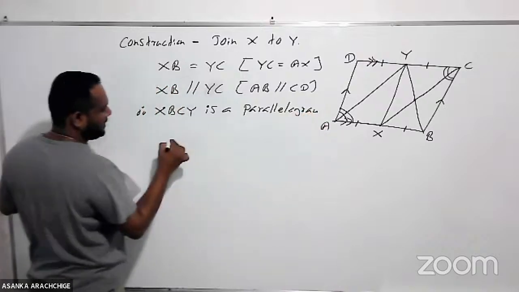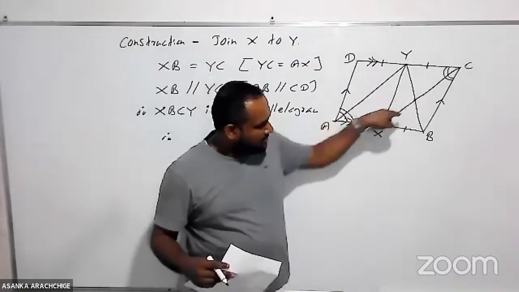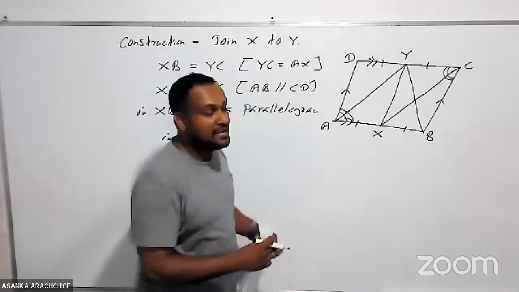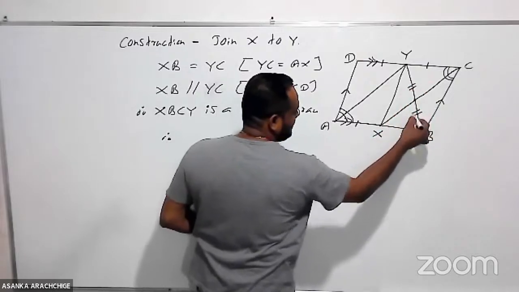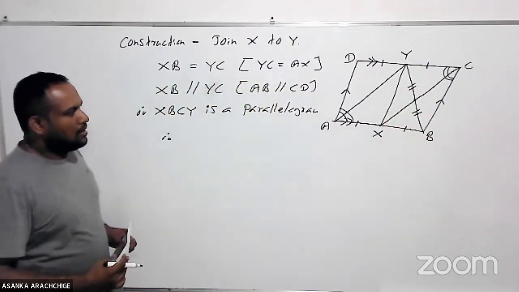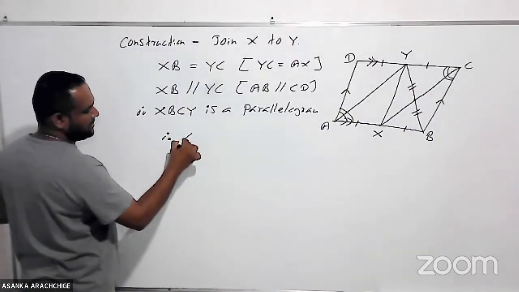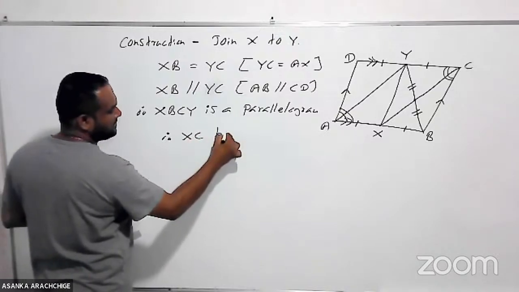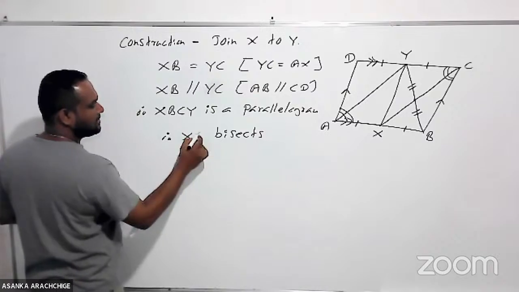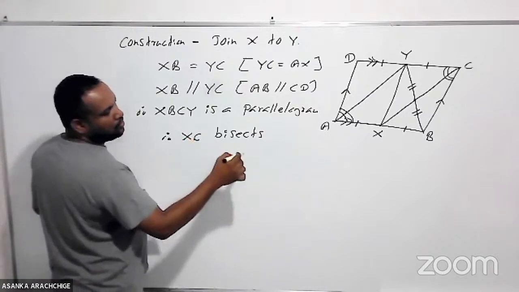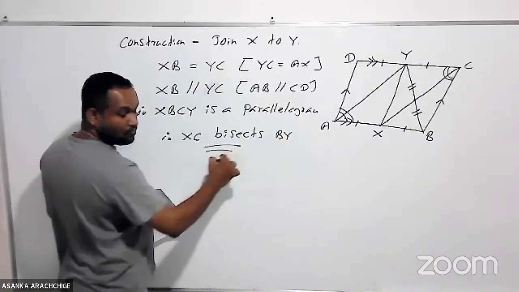Parallelogram. Therefore, you can say, in a parallelogram, the diagonals bisect each other. Therefore, this one is equal to this. Therefore, XC bisects, therefore, XC bisects what? BY. Understood?